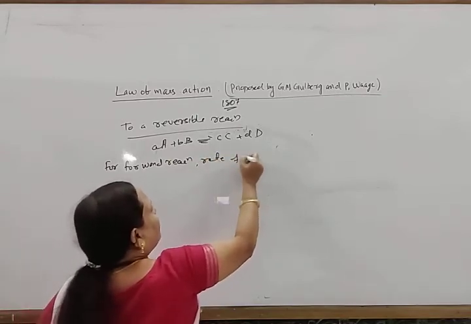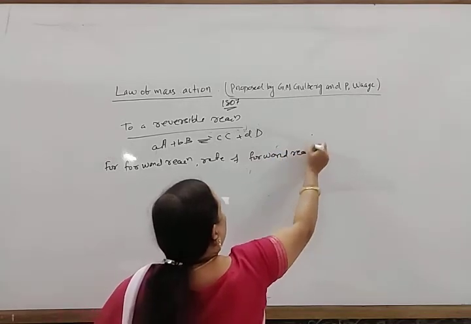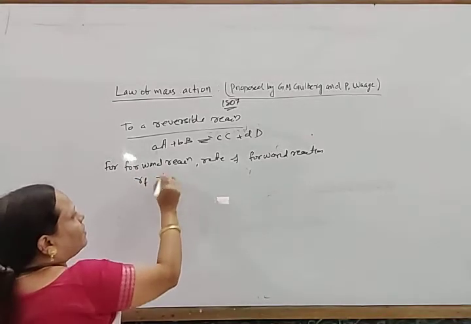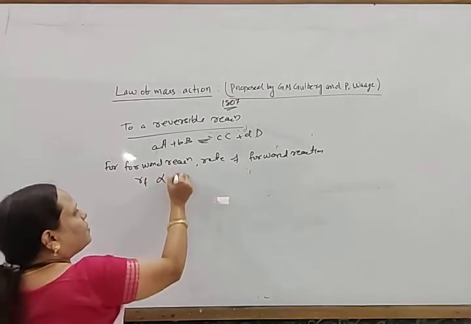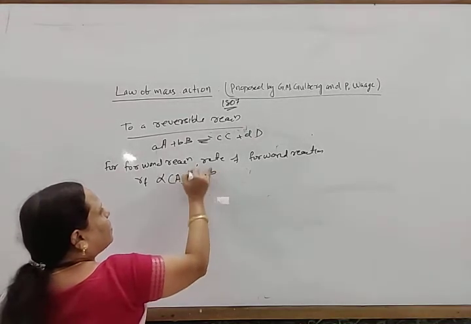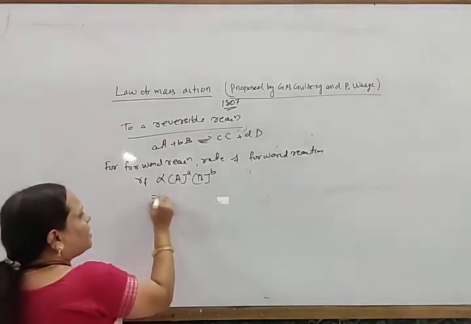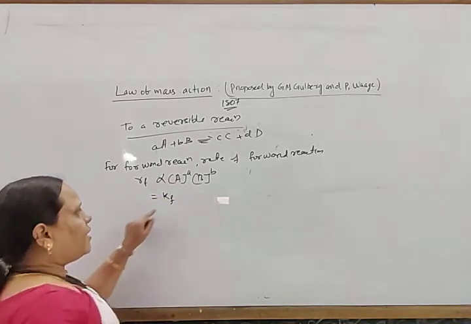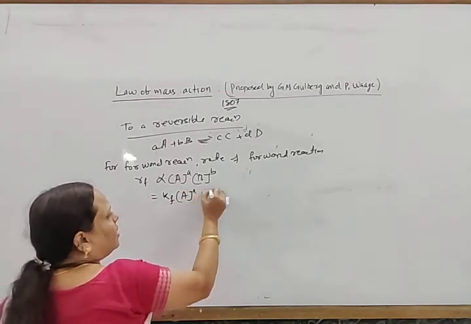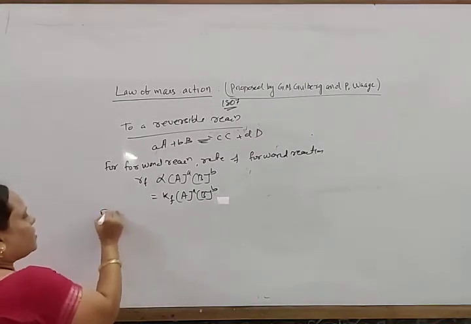So for the forward reaction, the rate of forward reaction Rf is proportional to [A] to the power a into [B] to the power b, or that is equal to some constant Kf, where Kf is the rate constant of the forward reaction, times [A] to the power a into [B] to the power b.